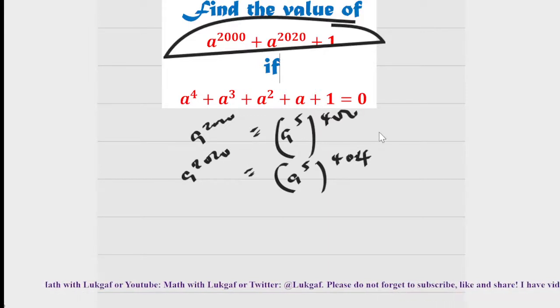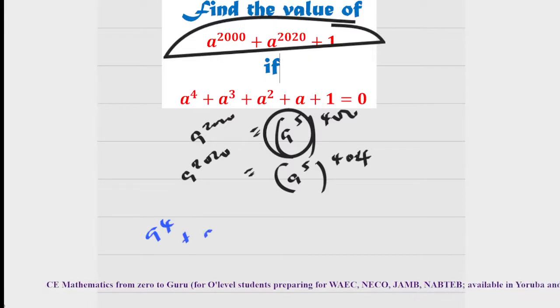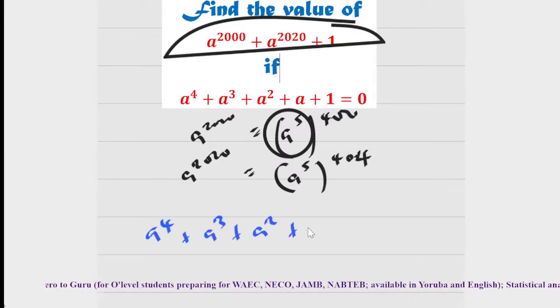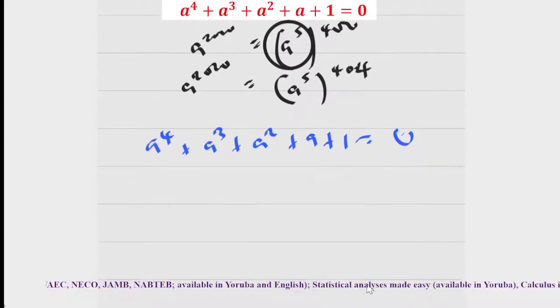So if you are able to find the value of a^5 from here, you can directly substitute the value of a^5. But let's see, is it possible for us to find a^5? Okay, let us think carefully. I have a^4 + a^3 + a^2 + a + 1 = 0. So then from here I can obtain my a^5.